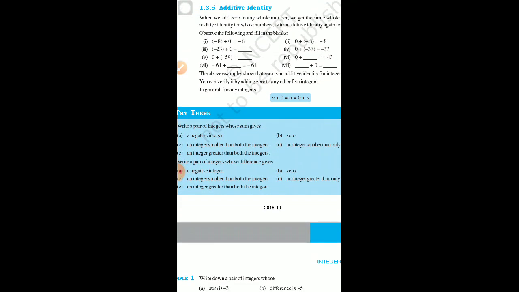Additive identity. If we add 0 to any integer, the integer will be the same. That is, there will be no change in that integer. If a is any integer, then a plus 0 is equal to 0 plus a equal to a. 0 is called the additive identity.